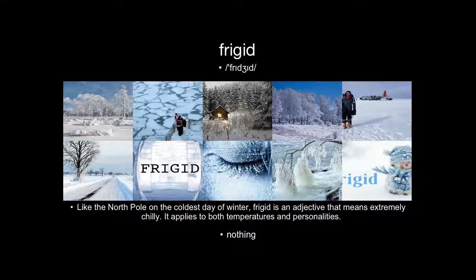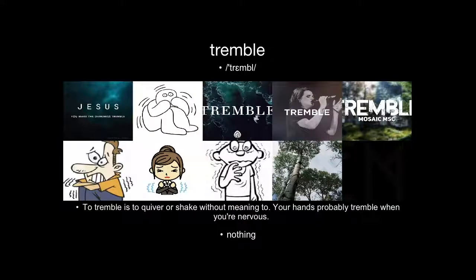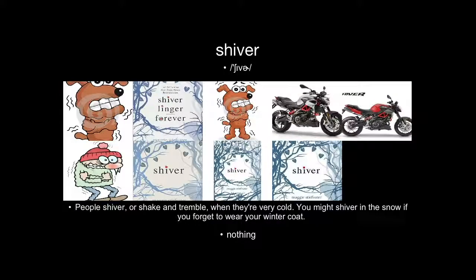Frigid. Like the North Pole on the coldest day of winter, frigid is an adjective that means extremely chilly. It applies to both temperatures and personalities. Tremble. To tremble is to quiver or shake without meaning to. Your hands probably tremble when you're nervous. Shiver. People shiver, or shake and tremble, when they're very cold. You might shiver in the snow if you forget to wear your winter coat.